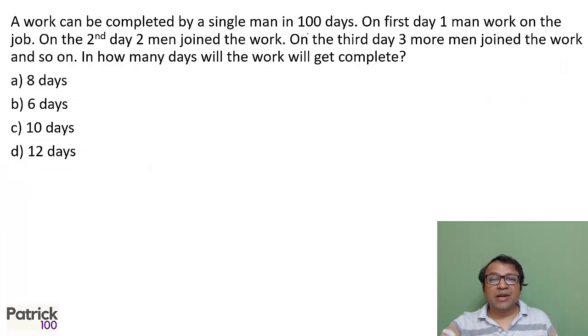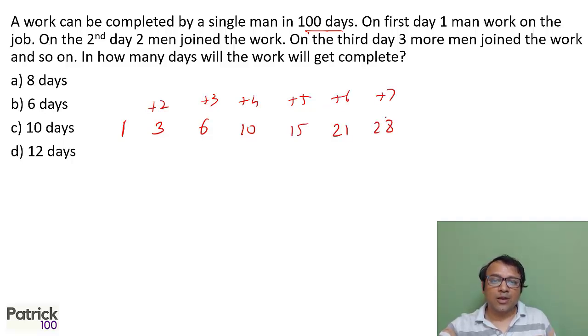Work can be completed by a single man in 100 days. On the first day, one man works. Second day, two men join, so three people work. Third day, three more men join, so six, and it continues. So on the next day four men join, 10. Next five join, 15. Six join, 21. Seven join, 28.